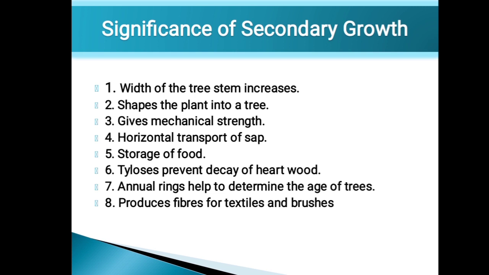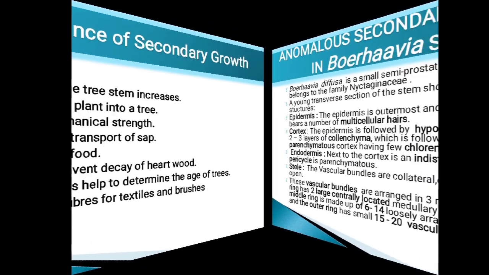The last point is it produces fiber for textile and brushes. It is a very good raw material for the textile industry. These are the significance of the secondary growth in case of dicot stem.